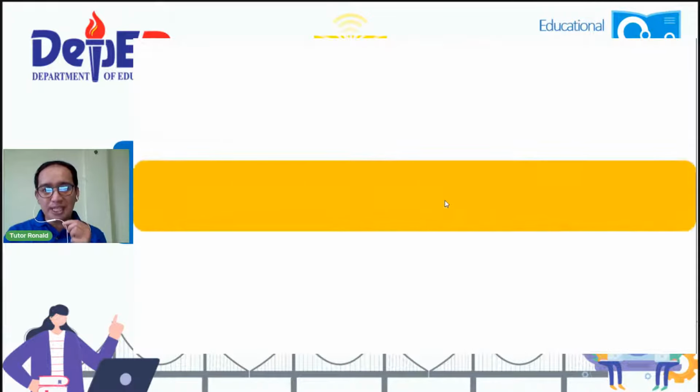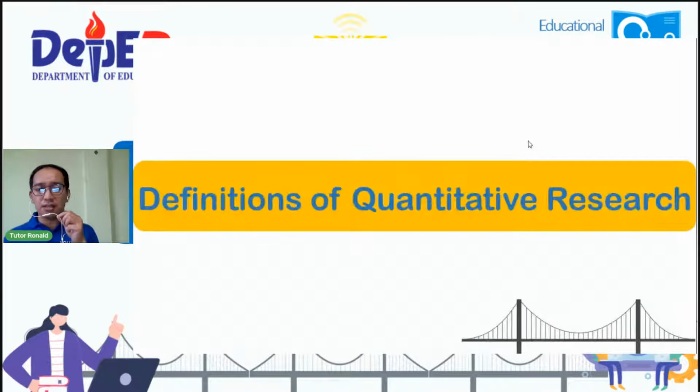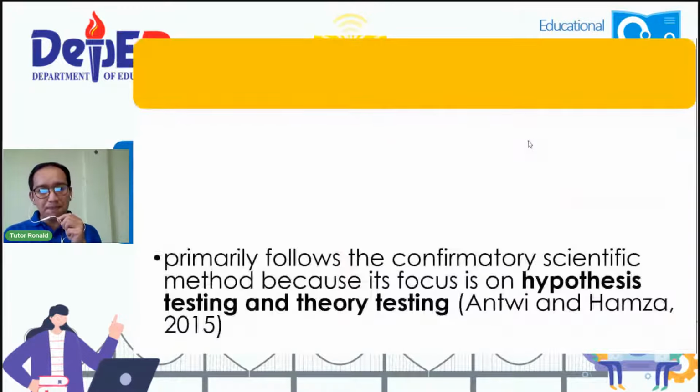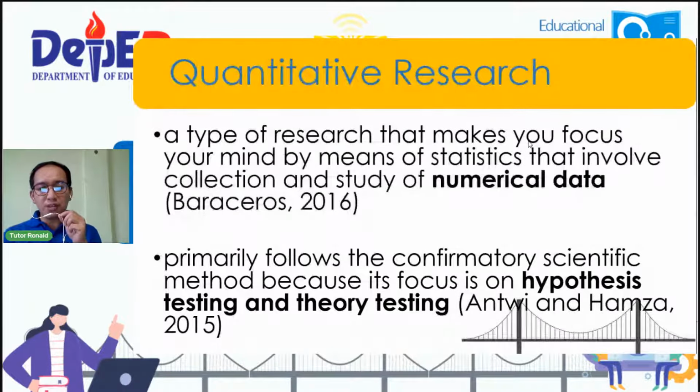Okay, before we describe or go to the characteristics, strengths, weaknesses, and kinds of quantitative research, let's first try to find out and discuss some definitions of quantitative research according to some authors. According to Baraceros in 2016, quantitative research is a type of research that makes you focus your mind by means of statistics that involve collection and study of numerical data. So, ang focus po ng quantitative research ay numerical data, numbers, no? Numbers, collection and study of numerical data.